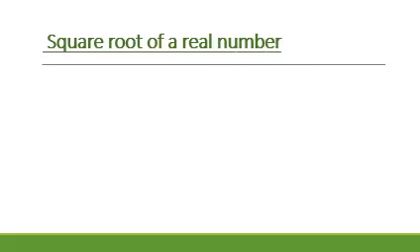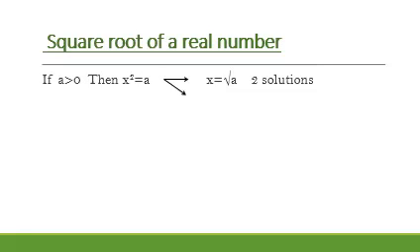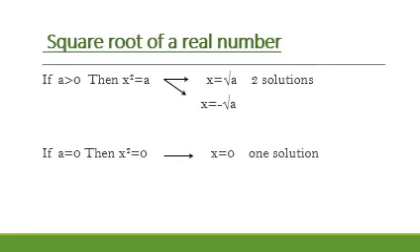Square root of a real number. If I have x squared equals a, don't forget that you have to take the first time positive and the second time negative. So there are two solutions for this equation. If a equals 0, then I have only one solution. And if a is negative, we have no solution because we cannot have something squared equal to a negative, because we already explained this. If n is even, I can't have an even power be a negative number.